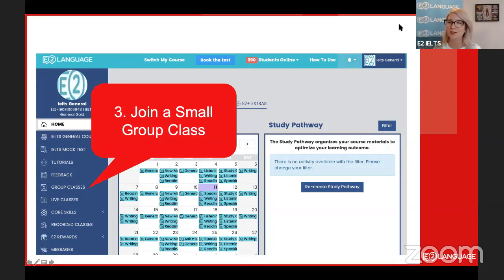3, join a small group speaking class. Have you guys come to a small group class before? This is when there's 1 teacher and maximum 5 students. So this is a really good chance to practice speaking. The teacher is there. Samina, you came. Teacher is there to give you feedback, to ask you questions. Yeah, it's a really interactive, really good time. So join the small group class.